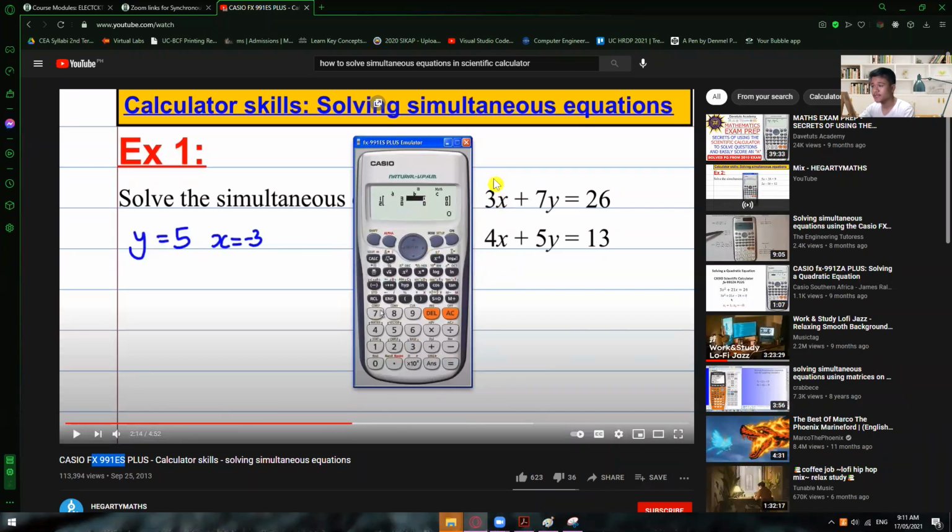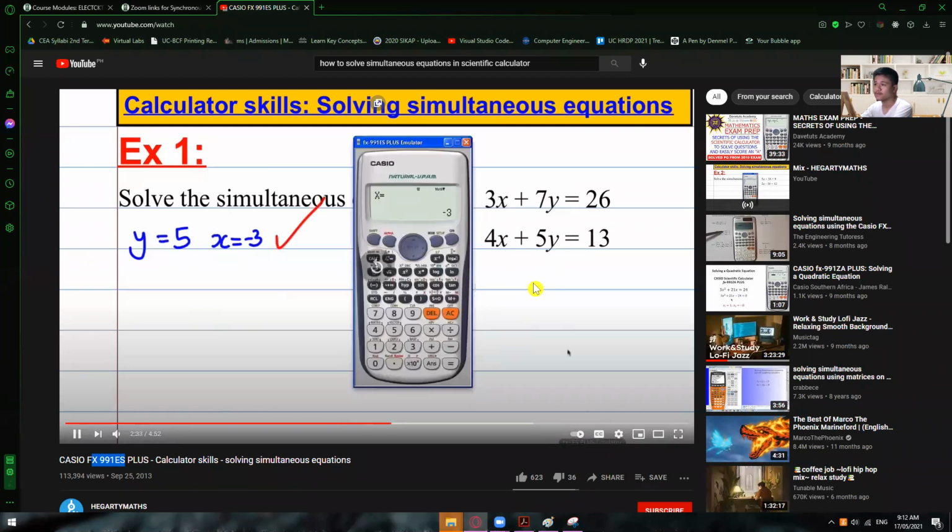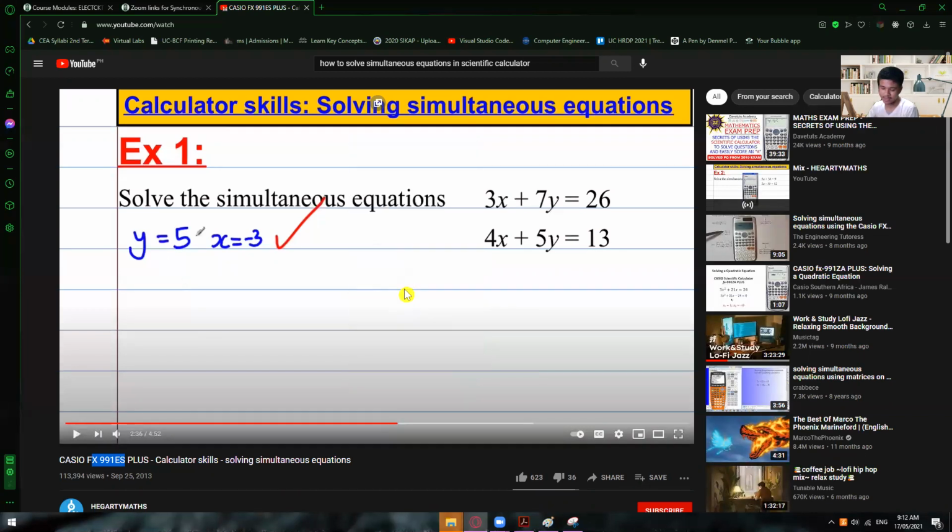So just put the proper arrangement. Okay, so X first, followed by the Y, and then the last one is the voltage or the equated value, which is 26. So 3, 7, 26, and then 4, 5, and then 13. And then from there, it will already solve the value of your X and Y. Okay, that's how easy it is.